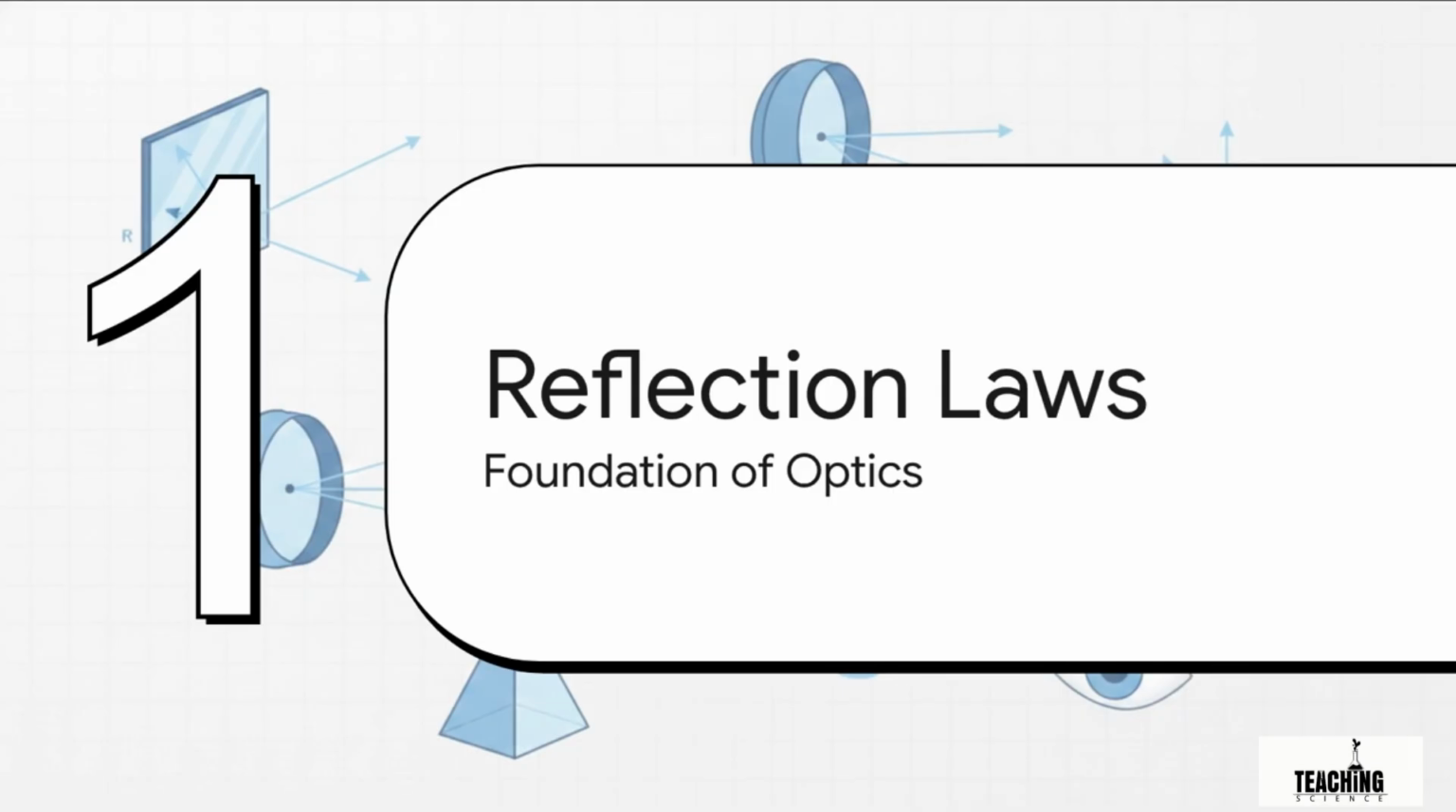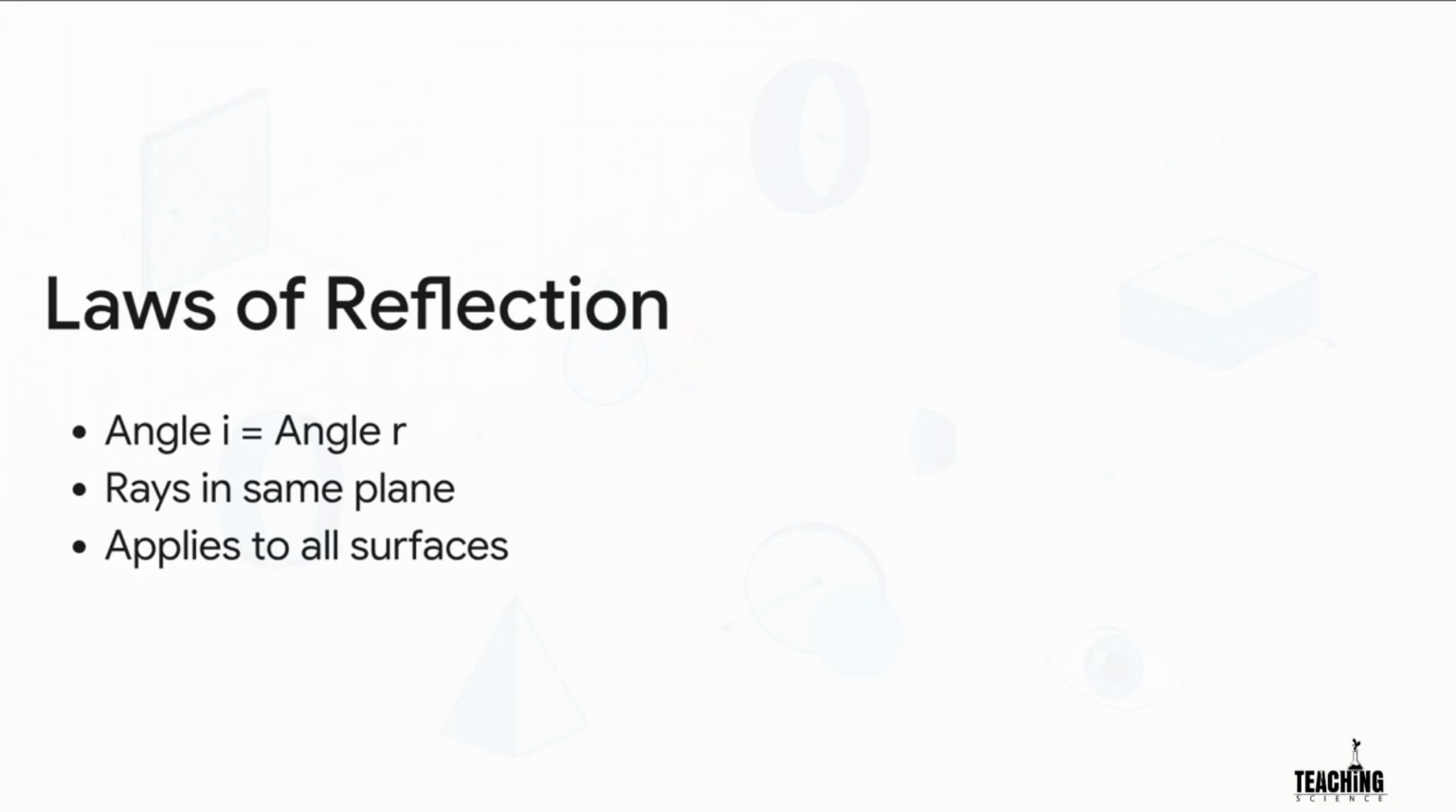Section 1. Intro and reflection laws. The foundation of optics. Okay, so whenever light hits a highly polished surface, like a smooth mirror, most of the light just bounces right back. This bouncing back of light into the same medium is what we call reflection. It's literally the reason you can see your beautiful smile in the mirror every morning.